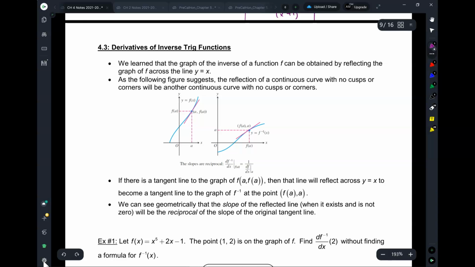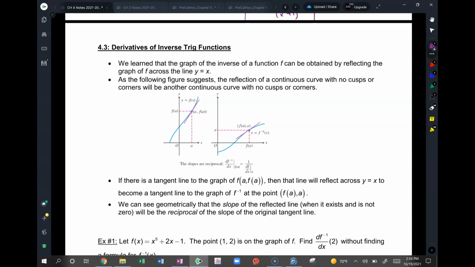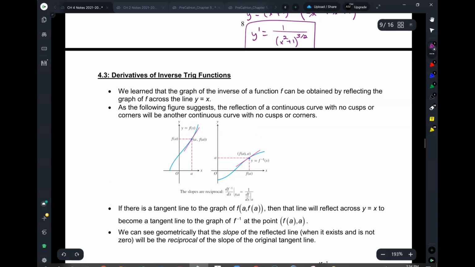Derivatives. All right, derivatives of trig functions. But before that, we're going to do derivatives of inverse functions. Okay, so you don't want to miss this part.